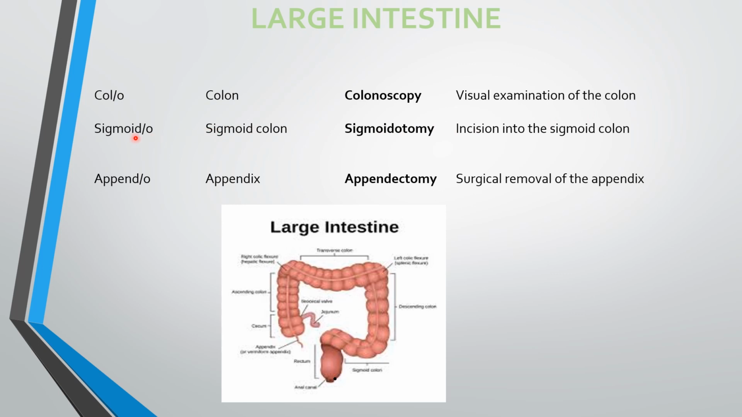Sigmoido is the prefix using the vowel of O. Sigmoido means sigmoid colon. The medical term used is sigmoidotomy. The suffix otomy is always defined as incision into. So sigmoidotomy means incision into the sigmoid colon.